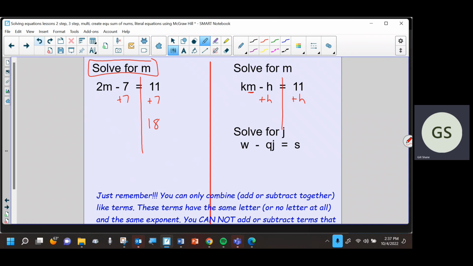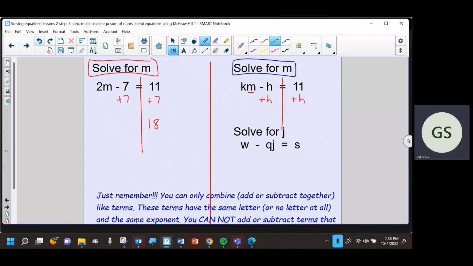I'm sorry, that was the problem on the left. In the problem on the right, I cannot add 11 and h. They're not like terms. They don't have the same variable. They don't have the same letter. 11 doesn't have a variable at all, and h is just a variable. I can't combine those, so I can't get just one number or one term.